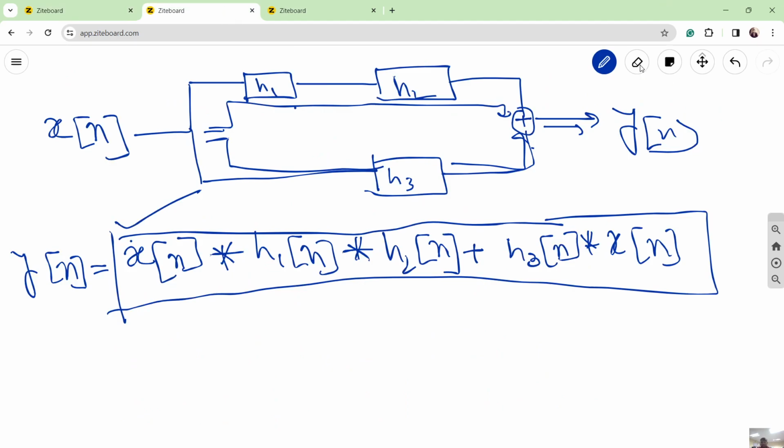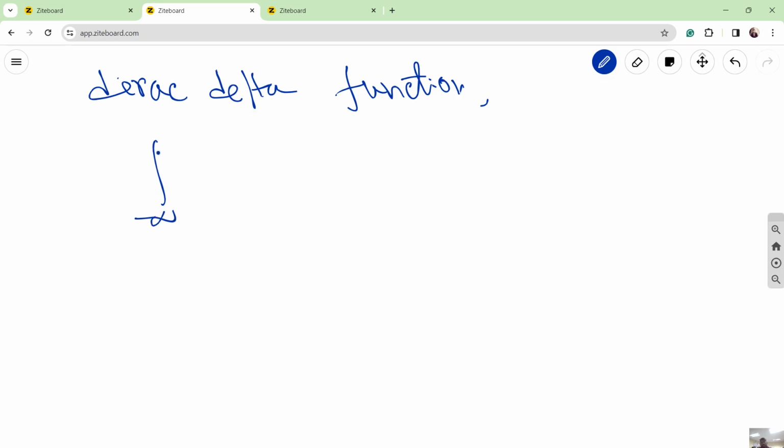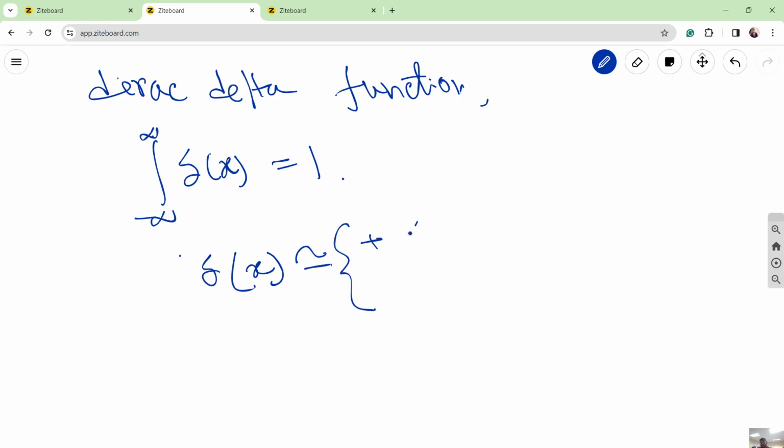So there are two types of delta functions. First one is Dirac delta function. The form of the Dirac delta function is, if I take an integration over this delta of x, it will be equal to 1. This is equal to plus infinity if x equals 0 and 0 if x not equal to 0.